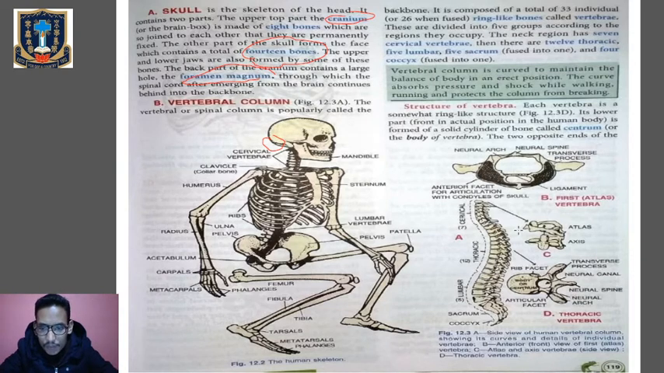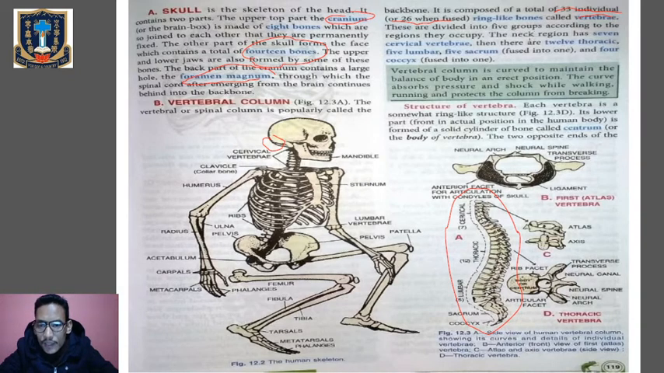Now we look into the vertebral column, this one. Clear? The vertebral column is more commonly called the backbone, and inside it runs the bundle of nerve fibers which is called the spinal cord. This vertebral column is composed of 33 individual bones, or 26 bones when they are fused. Generally 33 individual bones form the vertebral column, and they are usually called vertebrae.